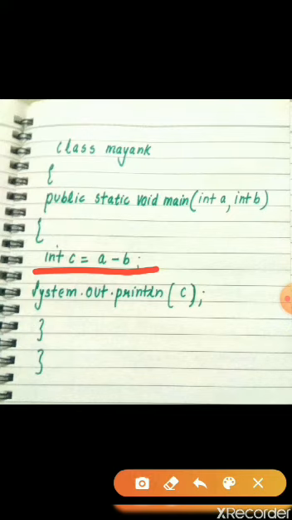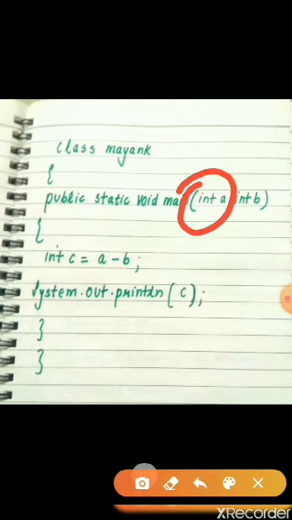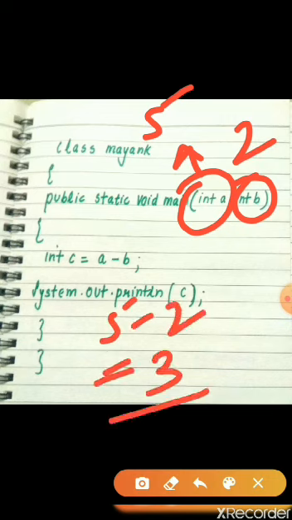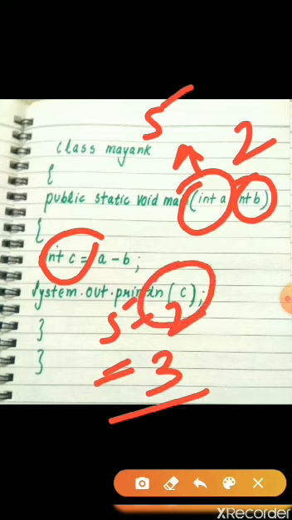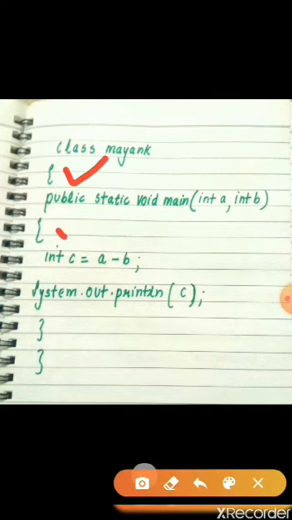Now when you compile this program, you can give the value of a or b according to you. Suppose you give the value of a as 5 and the value of b as 2. You know that 5 minus 2 is 3, and the value 3 will come in the c variable, and the c variable is automatically printed on the screen. The answer 3 will be printed on the screen. Two brackets here we are opening and two brackets here we are closing.